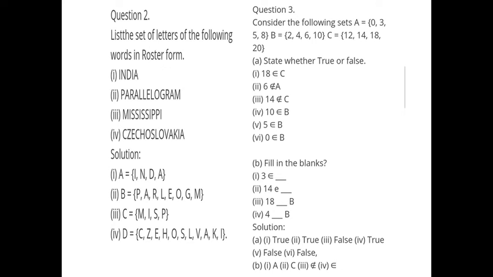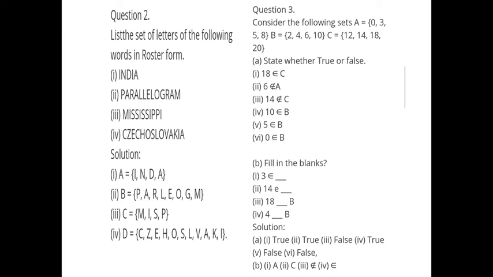Next question number 3. Consider the following sets: A equal to 0, 3, 5, 8, B equal to 2, 4, 6, 10, C equal to 12, 14, 18, 20. So they have defined three sets which are in the roster form. You all understood, I think they are in the roster form. So now the question is, state whether true or false.